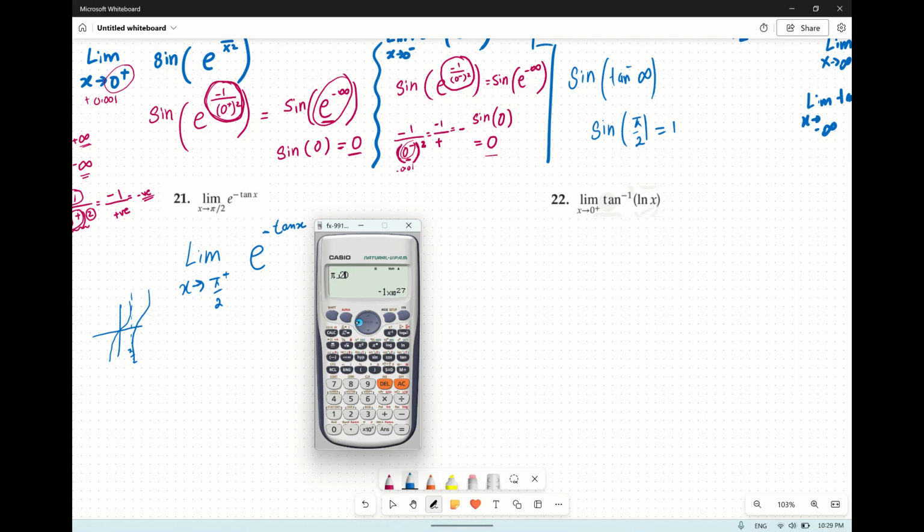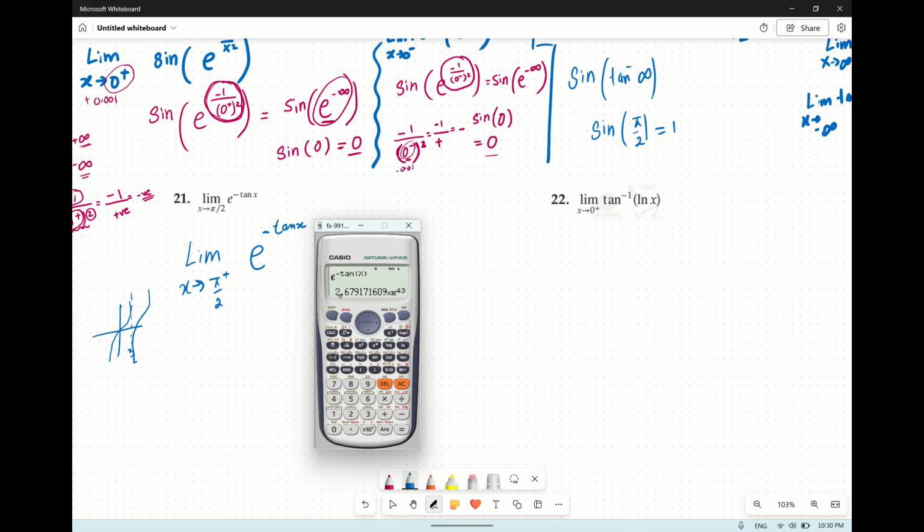Now what does from the right mean? It means more than pi over 2. So maybe, for example, I will add to pi over 2 0.001. I will click equal. Okay, calculator gave me error. So maybe I need to reduce the number. Sometimes if the number is very big, calculator gives error. So let's say 0.01. And I click equal.